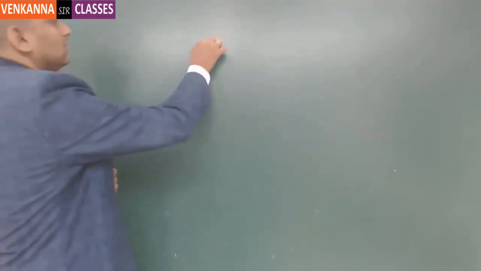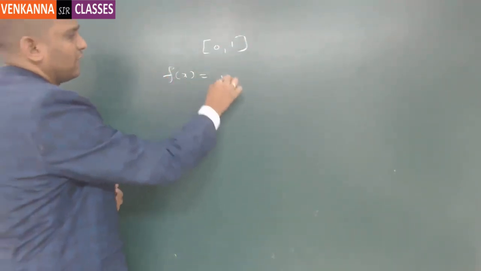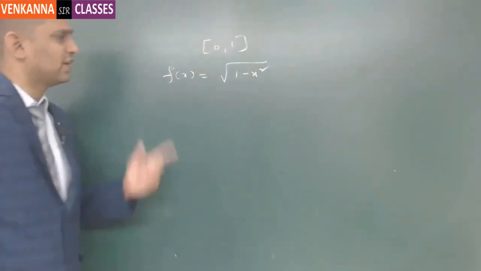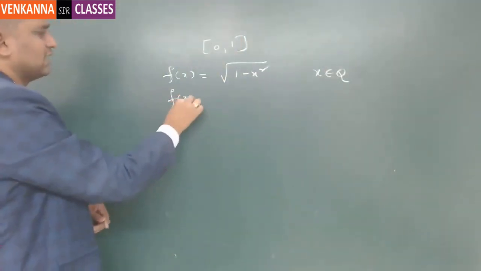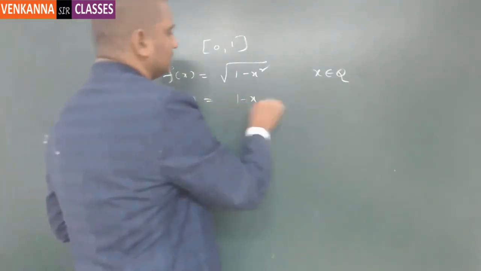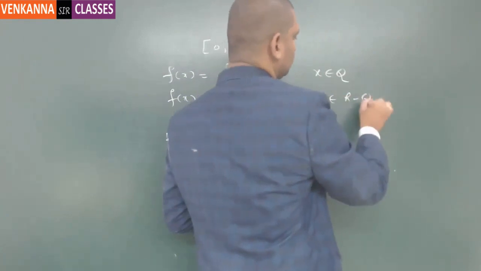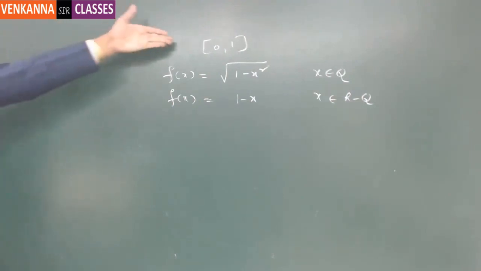Now, the other problem is also similar to the previous problem we have discussed. Take the closed interval 0, 1, and the function is defined as f of x equal to root of 1 minus x square if x is rational, and f of x equal to 1 minus x if x is irrational. We are going to verify whether the function is Riemann integrable on this interval or not.